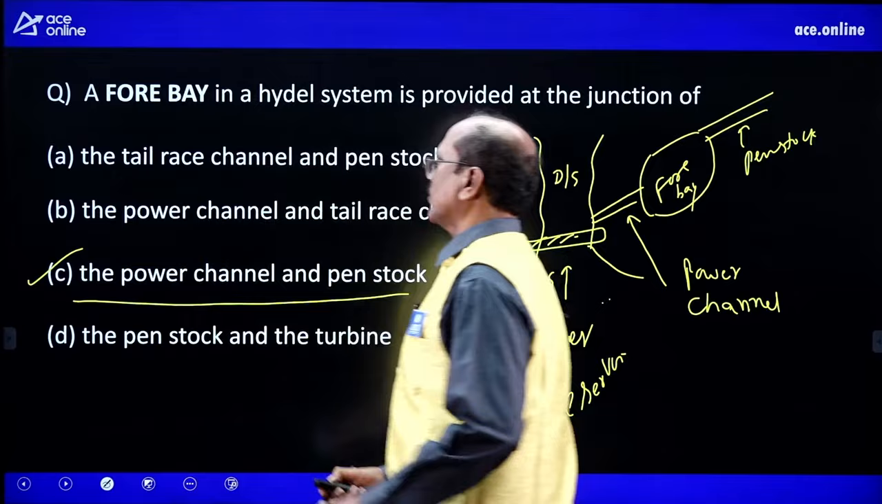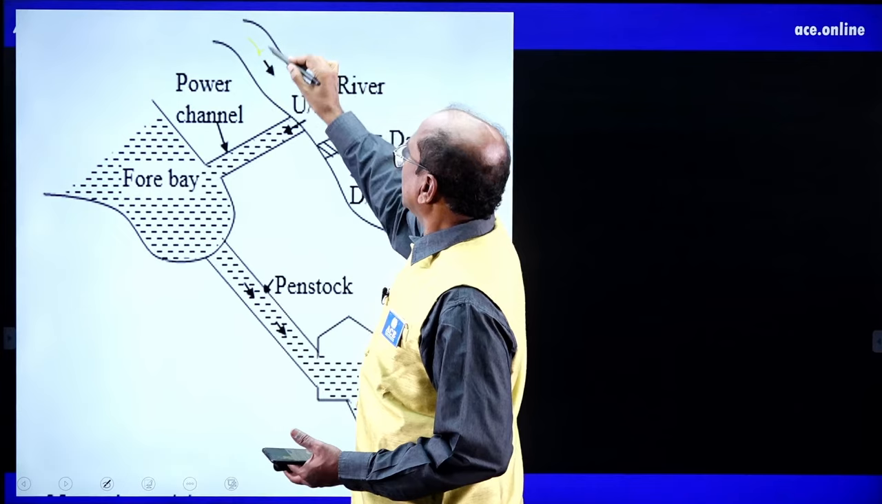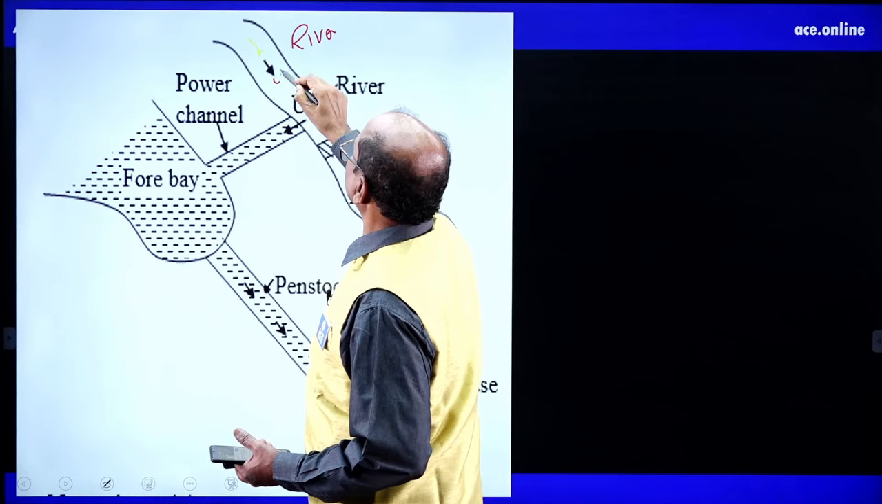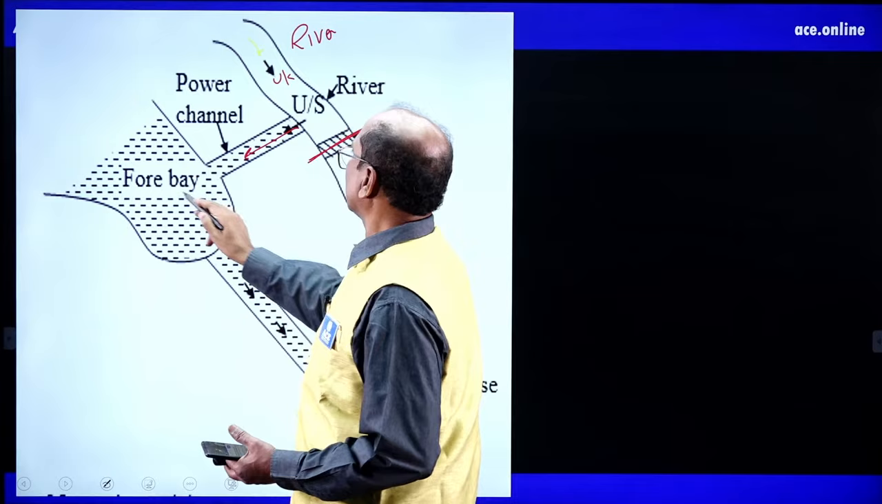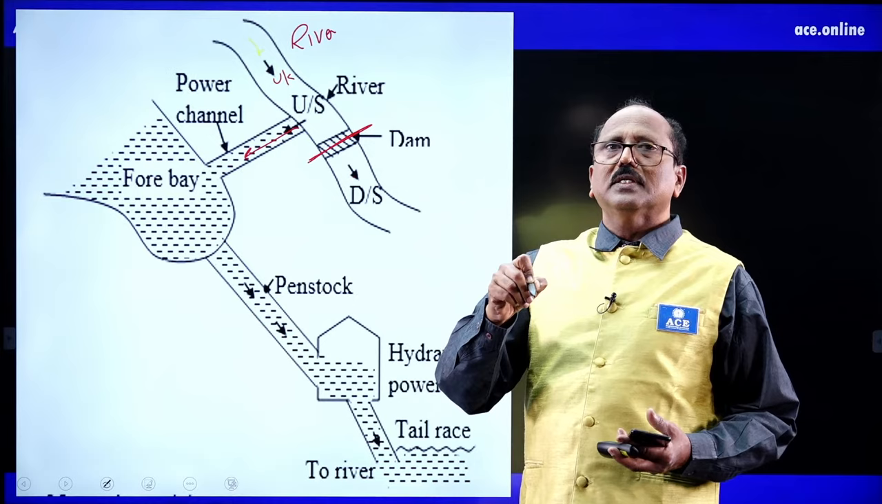This type of questions. Yes, see, this is the main river. Upstream, this is downstream. This is the dam. This is the power channel. This is the penstock. This is the forebay. Forebay is the pondage at the junction of the power channel and the penstock.